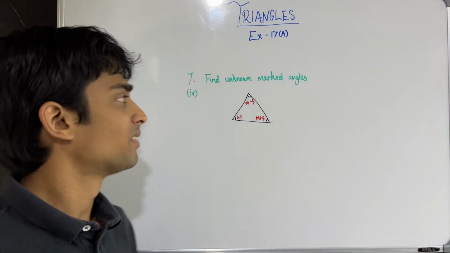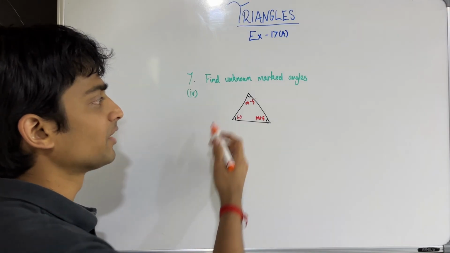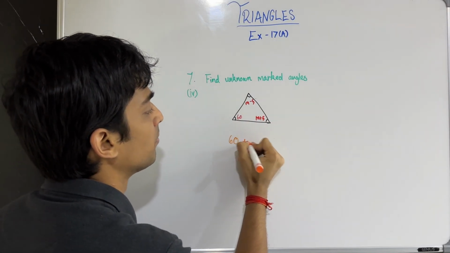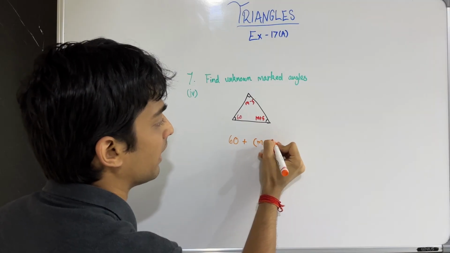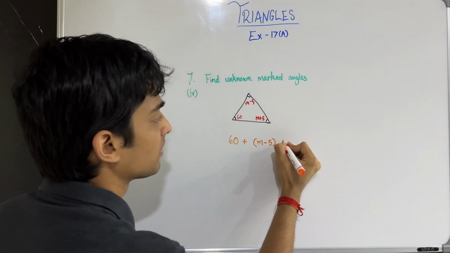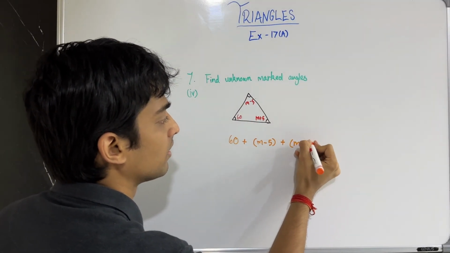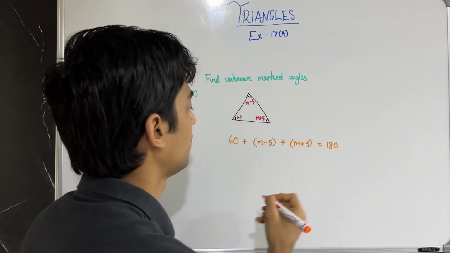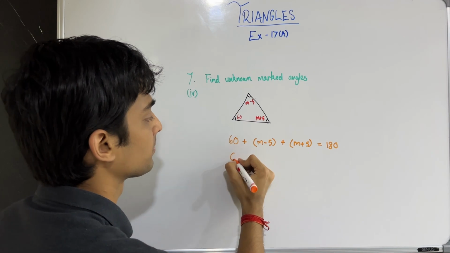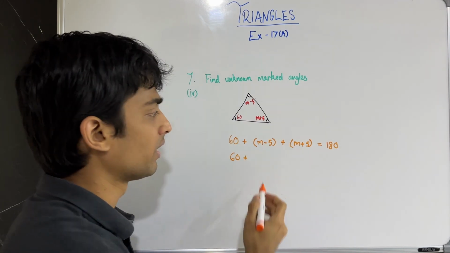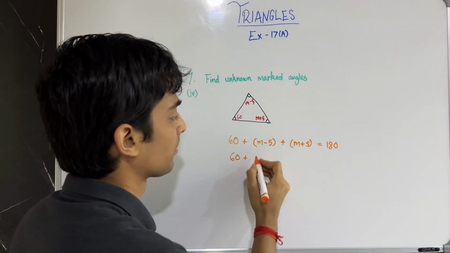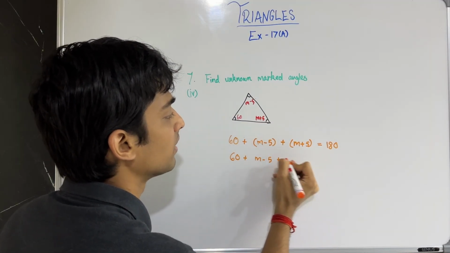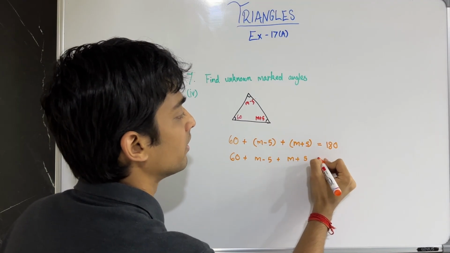Find the unknown marked angles. The angles should add up to 180 degrees. So we can make an equation here: 60 plus, use brackets, (m minus 5) is one angle, plus (m plus 5) is another angle. Always use brackets, equal to 180. Now we can open the brackets. You can simply remove them because there is no number outside and it's a plus sign. So m minus 5 plus m plus 5 equal to 180.